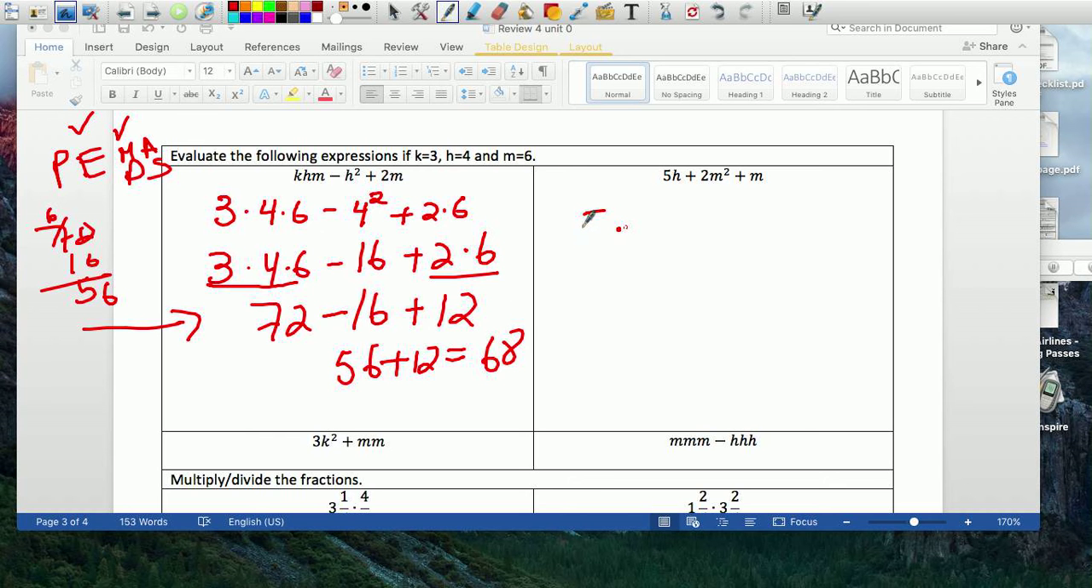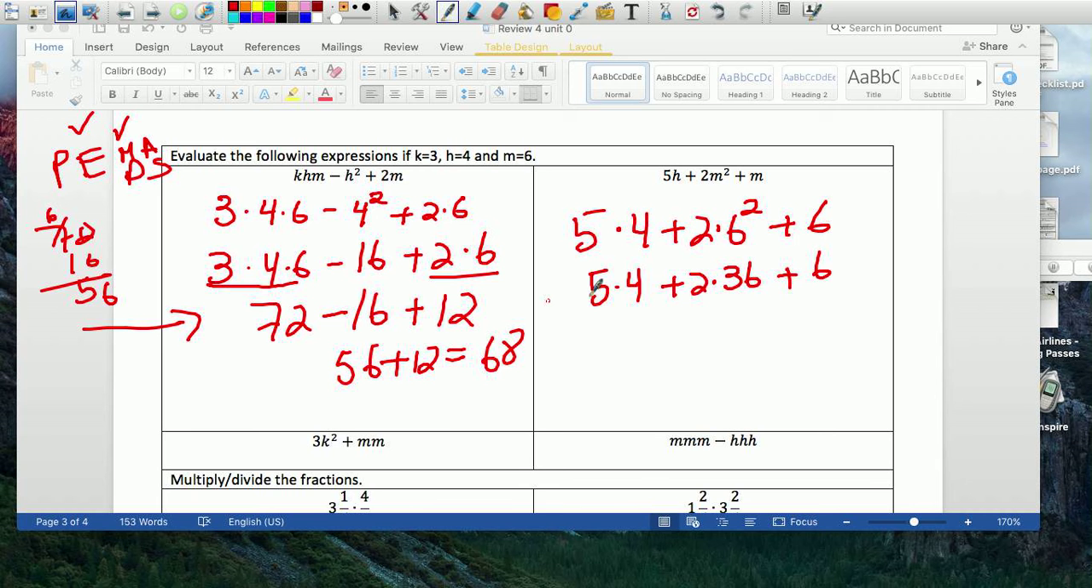5 times h, which is 4, plus 2 times m, which is 6 to the second power, plus m again, which is 6. Again, parentheses, no. Exponents, yes. So let's take care of that. 5 times 4, plus 2 times, and 6 to the second power is 36, plus 6. All my exponents are gone.